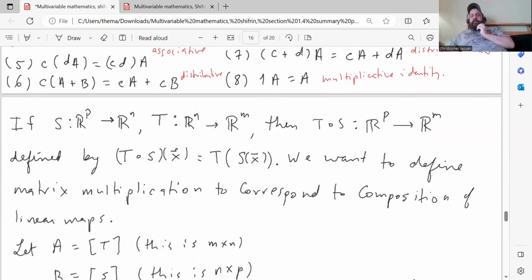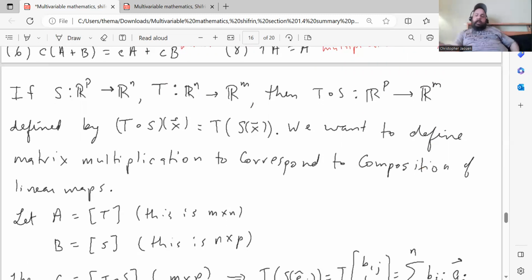Next, we want to define matrix multiplication, and we want to do that in a way that allows us to represent composition of linear maps as matrix multiplication. So here, if S is a linear map from Rp to Rn, and T is a linear map from Rn to Rm, then the composition of T with S is a linear map from Rp to Rm, defined by T composed with S of X equals T of S of X. That's what composition means. We want to define matrix multiplication to correspond to composition of linear maps.